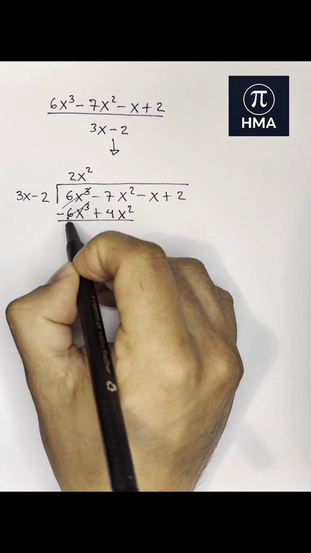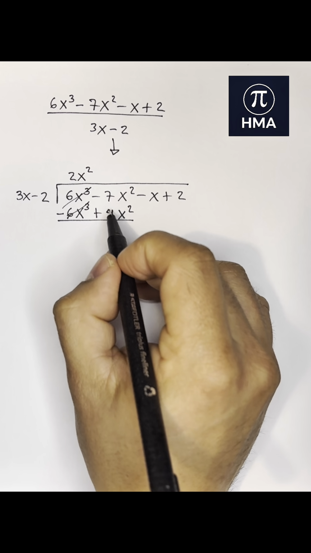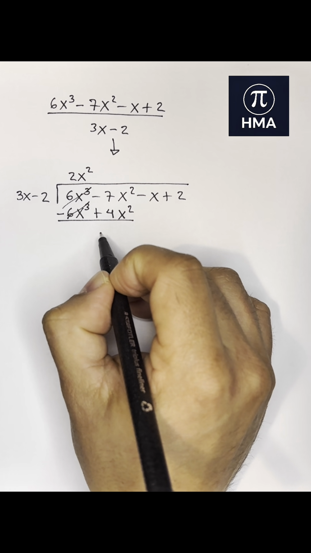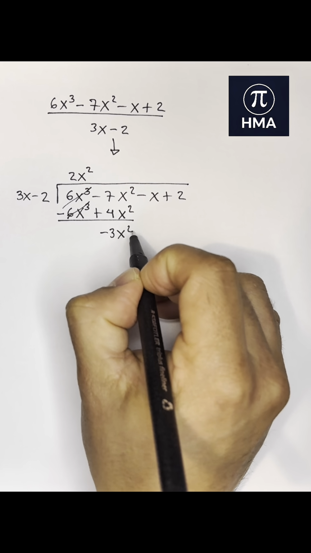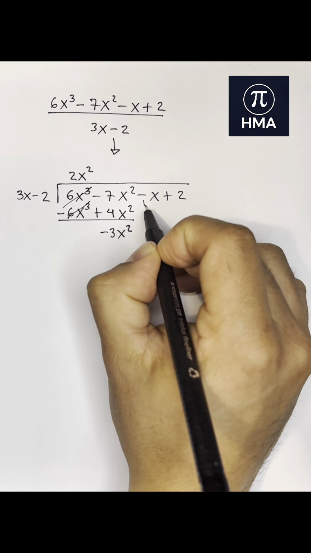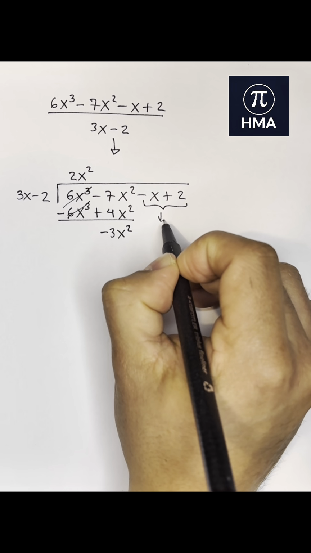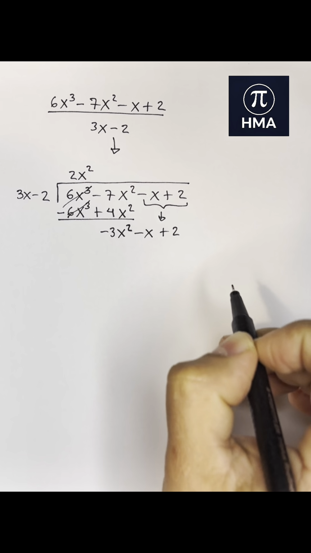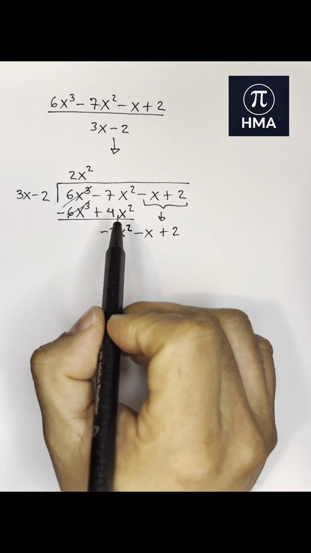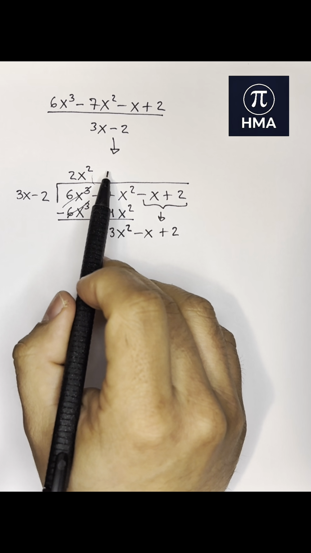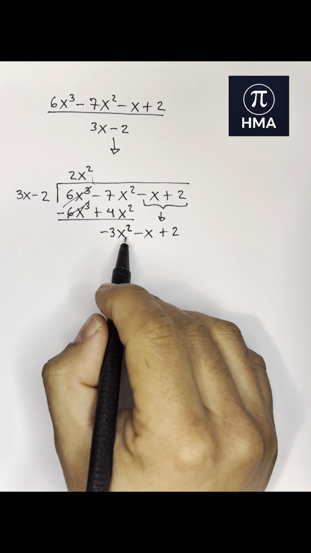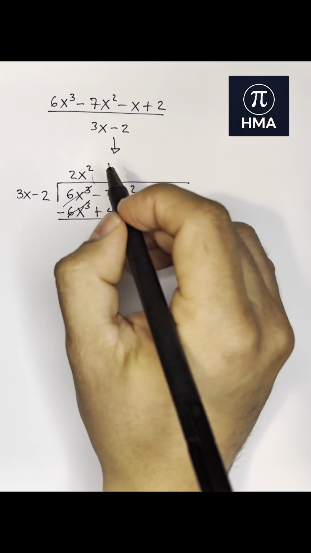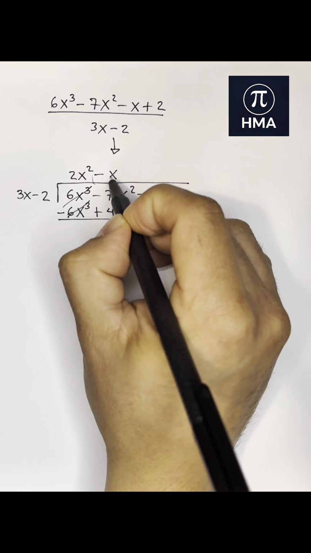We eliminate these two terms, and then we have minus 7 plus 4. This will be minus 3x squared. And we move down the remaining two terms, minus x plus 2. Now we need to find a term here that when multiplied by 3x we get minus 3x squared. In this case will be minus x.